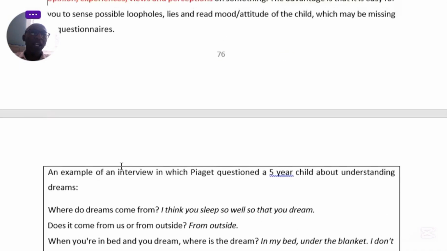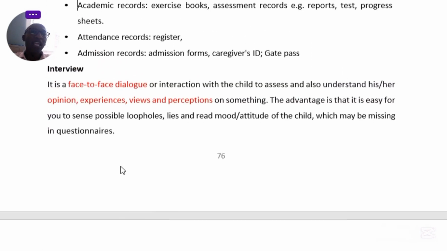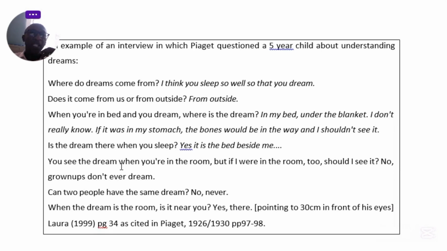The next one is what we call the interview. An interview is face-to-face. You want to understand the opinion, the experiences, the views of this person. One of those famous interviews was conducted by Pierre Jones. You know Pierre Jones that we did see in one of our earlier course units? He conducted an interview with a 5-year-old.